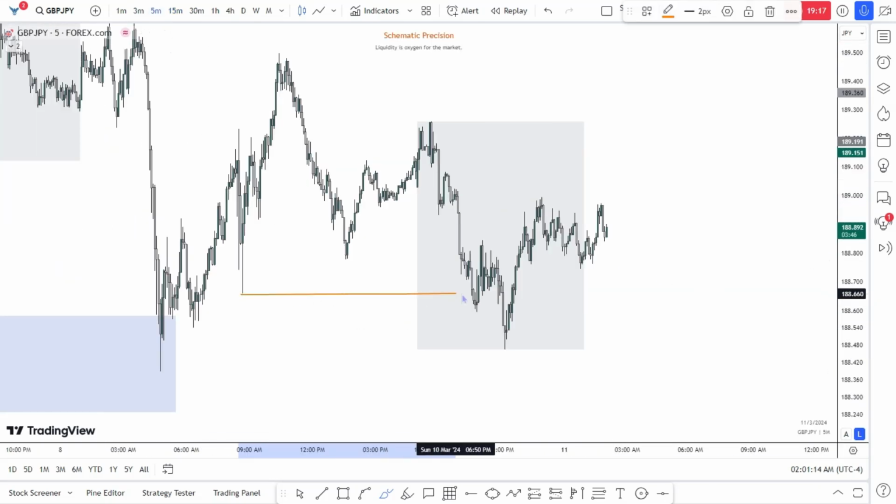So yeah, we have taken this liquidity, again dropped down from this reaction, and we have a break of structure from here, and price has been showing us bullish signs. So I'm expecting price to continue higher from either this point in time or from low.